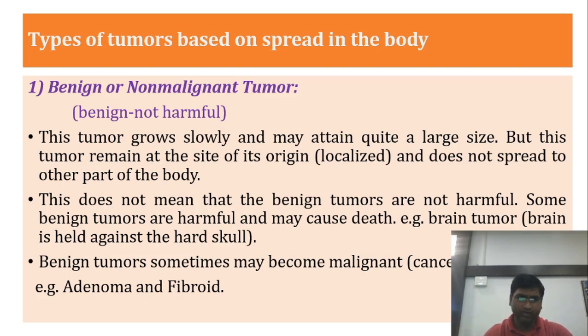Now this benign tumor is not a harmful tumor, yet some benign tumors are harmful. Remember well, some benign tumors may be harmful and may lead to death. For example, a brain tumor, which occurs under the hard skull, may therefore lead to death. Sometimes benign tumors may become malignant, that means a benign tumor converts into a malignant tumor. Examples are adenoma and fibroid. So this is the first type, called the benign tumor.